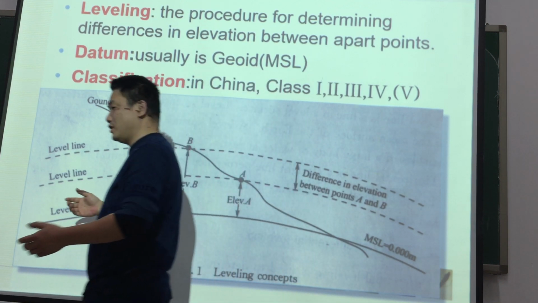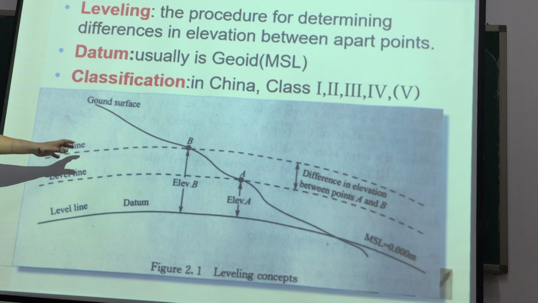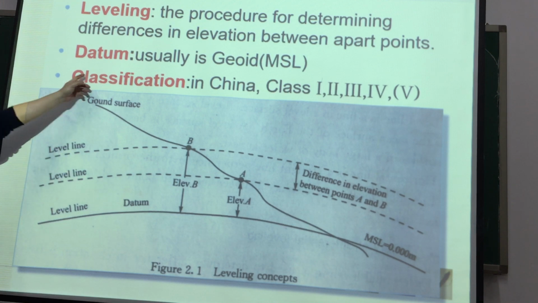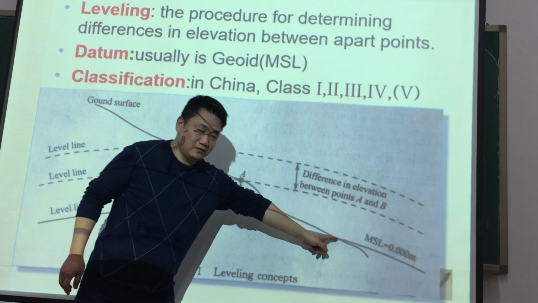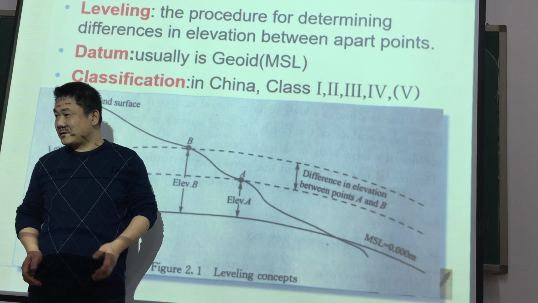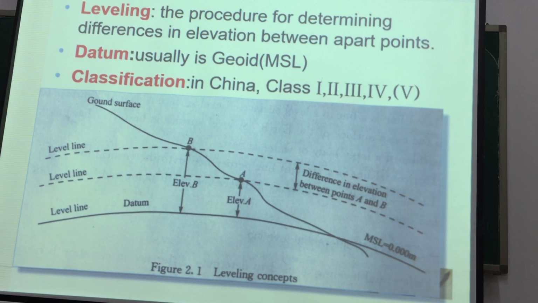You can imagine in China or other countries with a great area, if we want to determine the elevation of any point, this is very, very hard work. If you do leveling, you must walk step by step from here to here. So you need many people to do this, and it takes even more than 10 years first to establish the control framework.